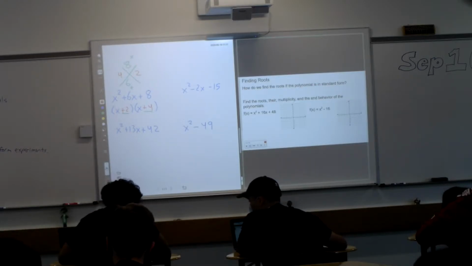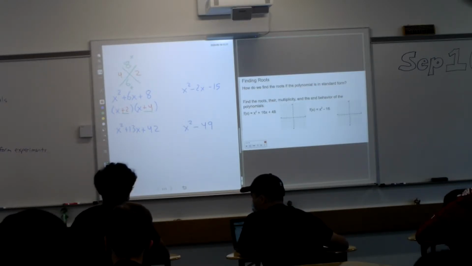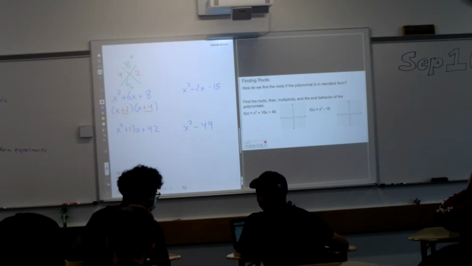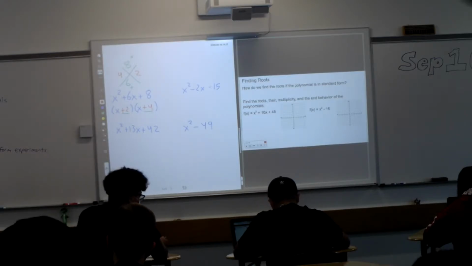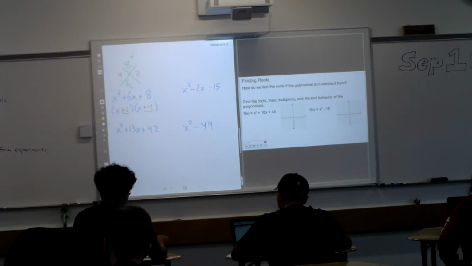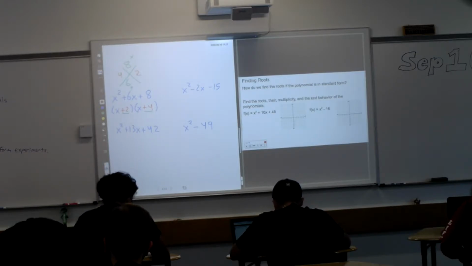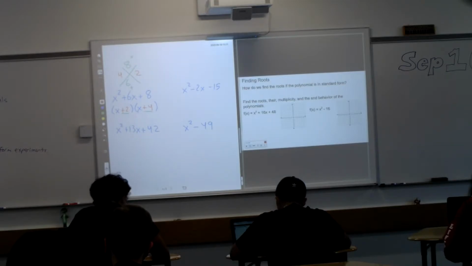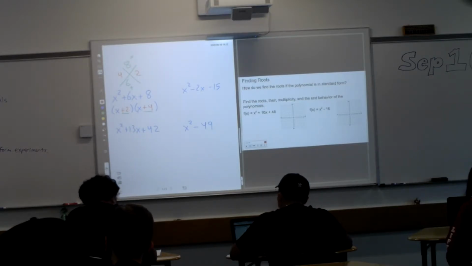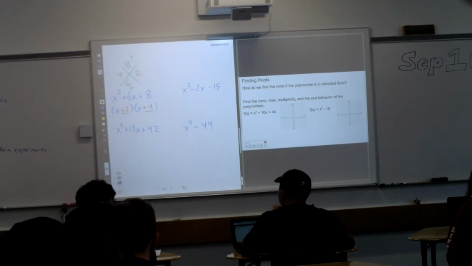Changing it from x squared minus 2x minus 15. We're going to think what number is multiplied to negative 15? But then you need it to add to negative 2. So one's going to be positive, one's going to be negative. So how can you set it up so they would add to negative 2? And then those are the numbers you put in, friends.